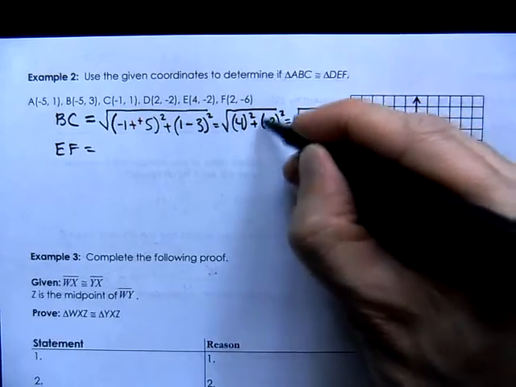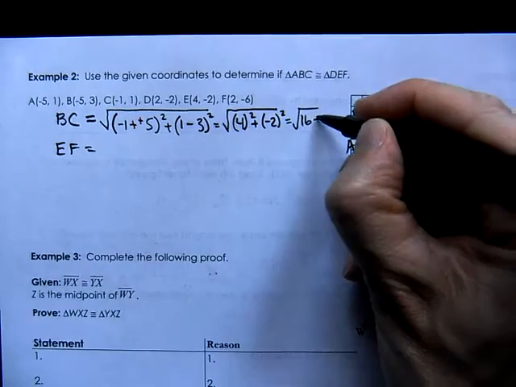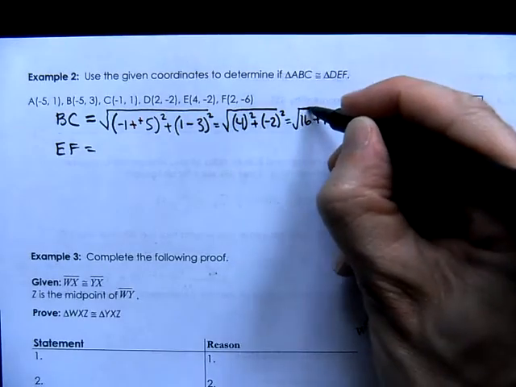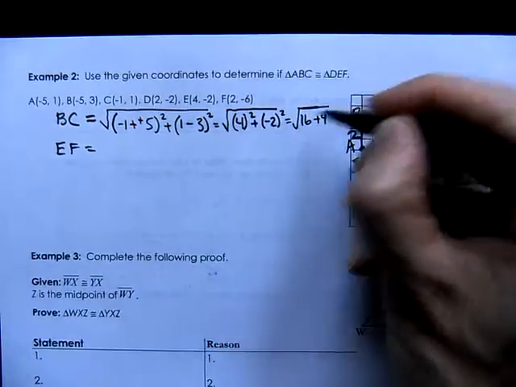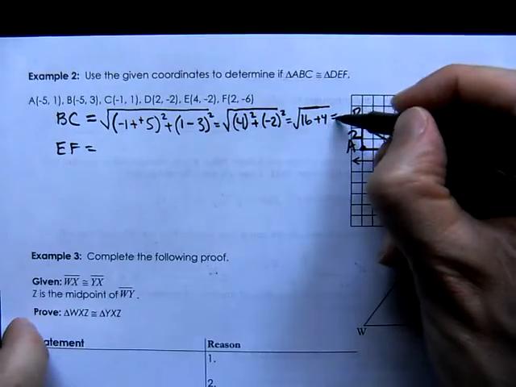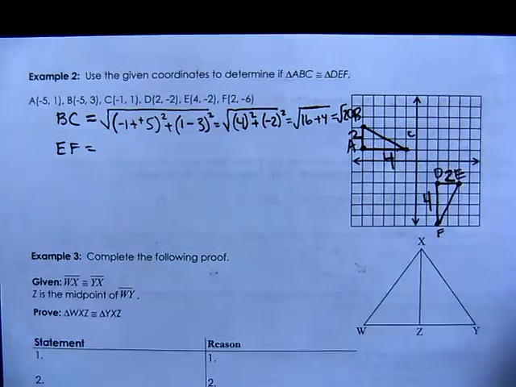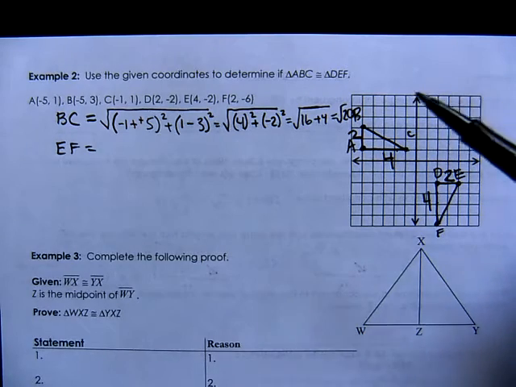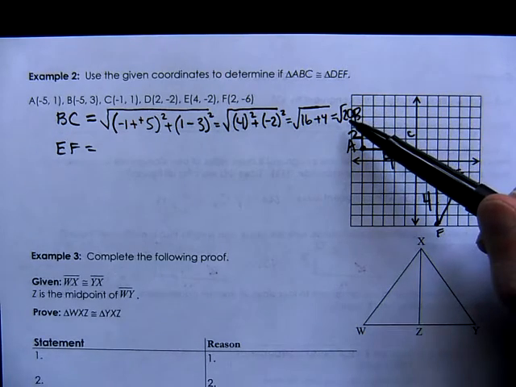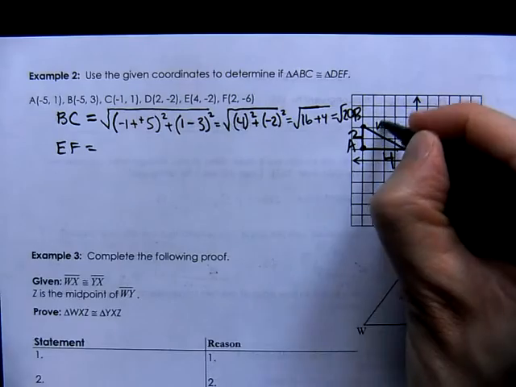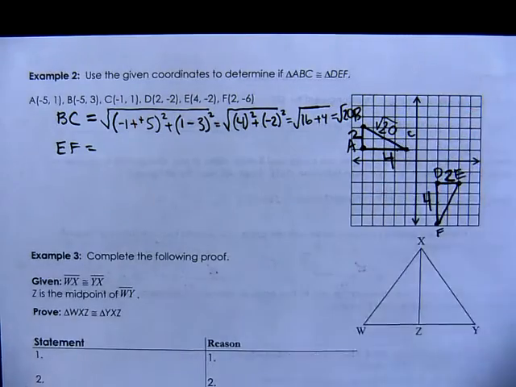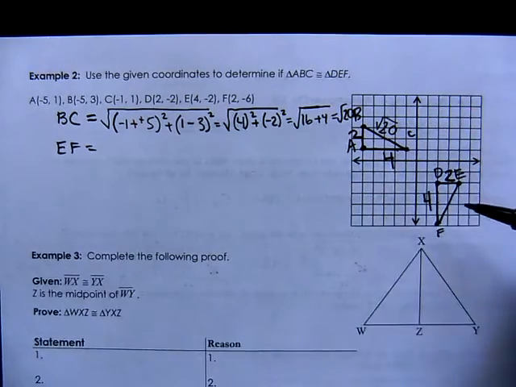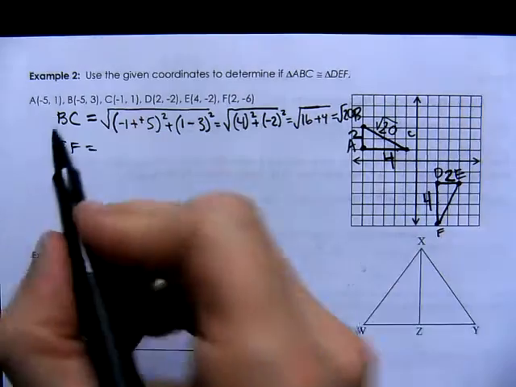Is it +4 or -4? It's a +4. Remember, every time you square something, it's always a positive result. And that gives us a result of square root 20. Now we can reduce this radical, but for purposes of this example, I'm not going to reduce it. We'll just leave it as square root 20, because all we want to know is, will we have the same result on both of these triangles' slanted sides?